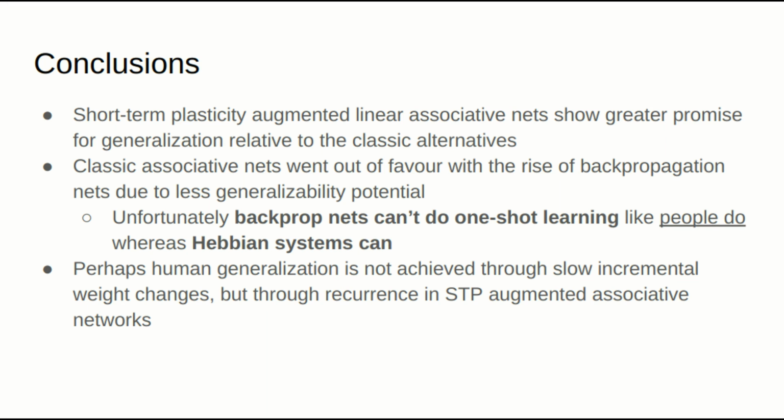In conclusion, augmenting linear associative nets with short-term plasticity appears to make them more conducive to generalization. Associative nets fell out of favor with the rise of layered backpropagation networks. However, backprop nets are far slower than people. They are incapable of one-shot learning. Hebbian systems remain a more neurally plausible alternative. I end this talk with the conjecture that perhaps human generalization results from recurrence in an STP-augmented associative network as opposed to slow error-driven learning.